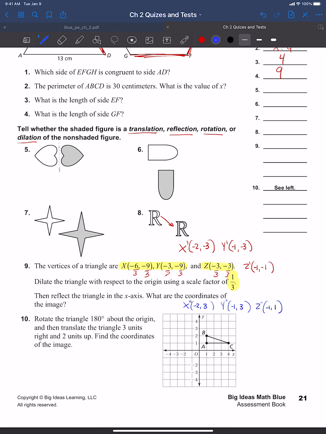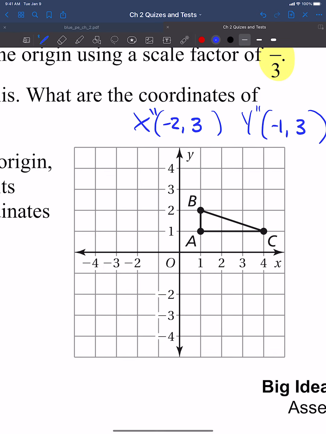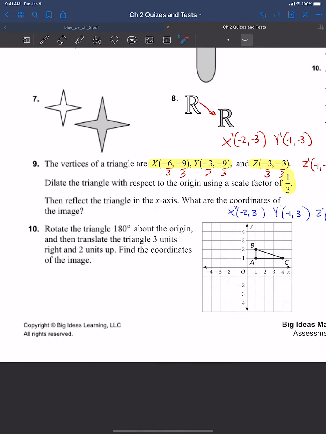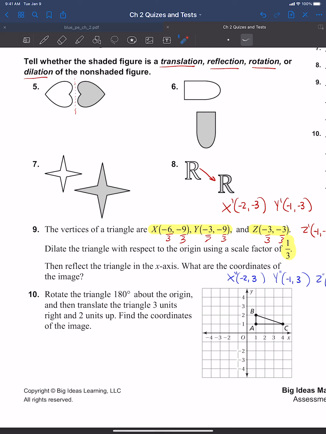Okay, number 10. Rotate the triangle 180 degrees about the origin. Did they specify counterclockwise or clockwise? Because 180 is the same. Perfect. So I hope you guys know that it's going to land over here somewhere because it's the opposite quadrant. Okay. After we rotate it, then I want you to translate it 3 units to the right and 2 units up. What are the coordinates of the final image?